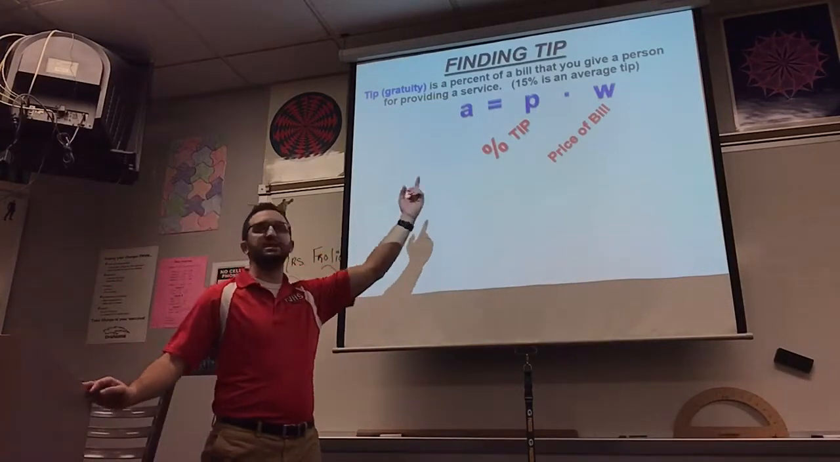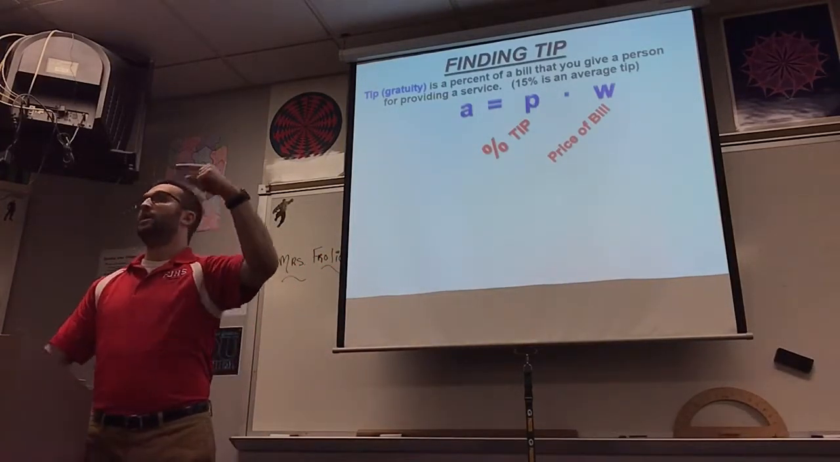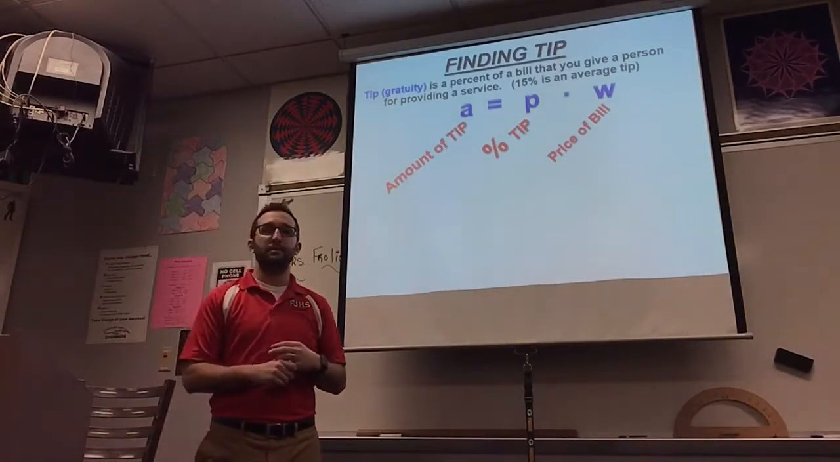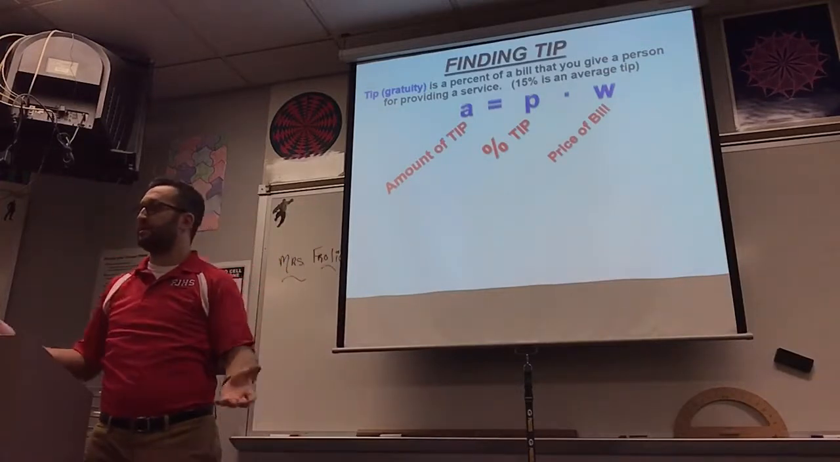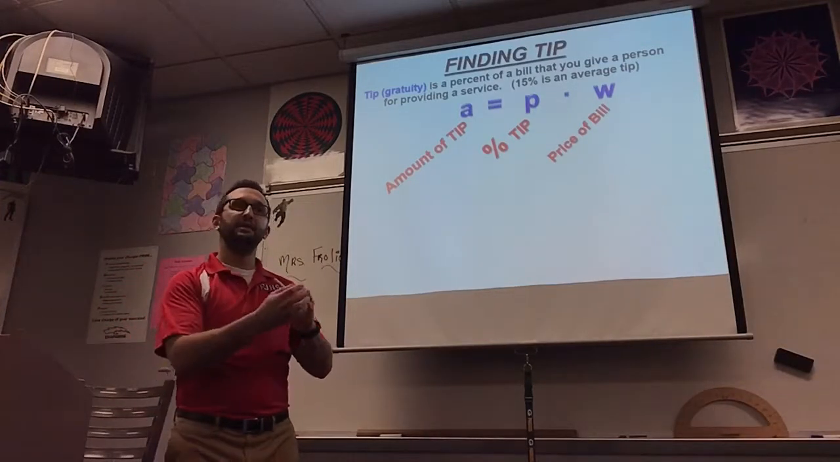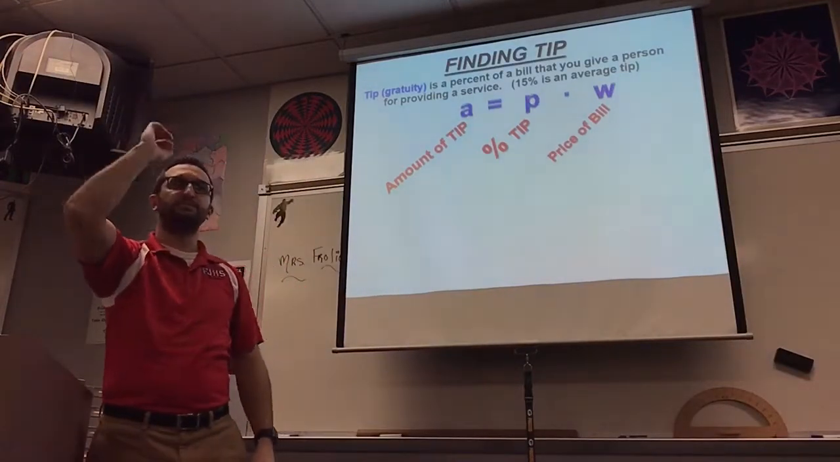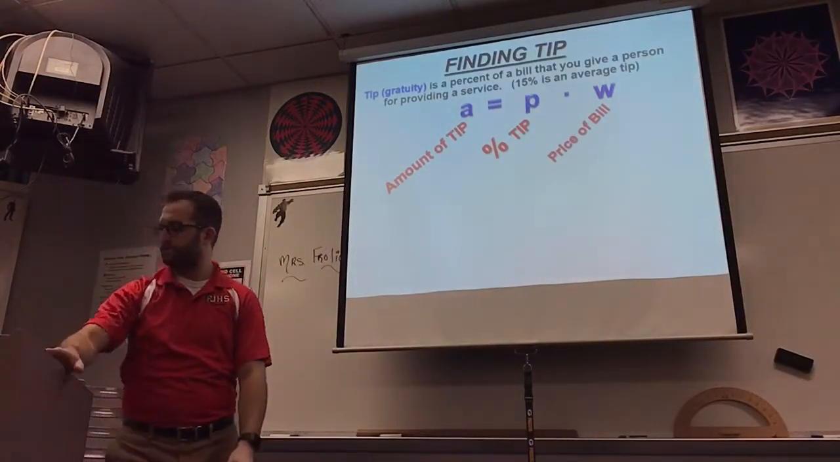And if P is the percent of tip, A is the amount of tip. Notice it's not the total amount. That's a big mistake people make. They think A is the end. A is not the end. A and P are closely tied together. So whatever P is, A is. P is the percent of tip, A is the amount of tip. Okay? So how do we find it?